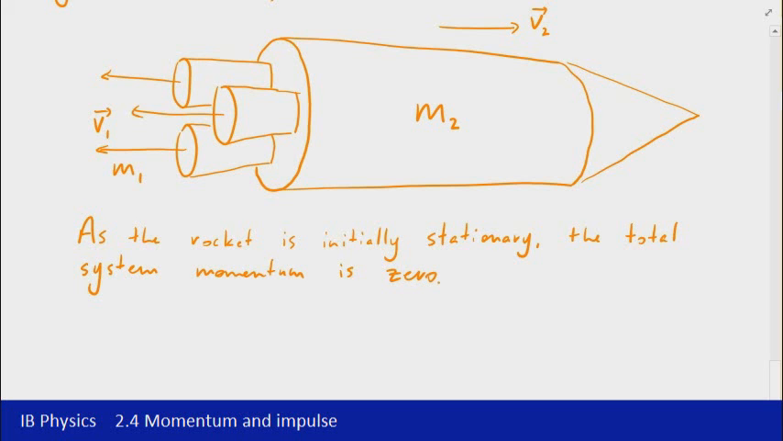Now, in order to get the rocket to accelerate, the exhaust gases are pushed out one way, so there's a force pushing those exhaust gases out, and as a result, according to Newton's third law, we see a force that causes the rocket to accelerate in the opposite direction. But the important thing to note is that there are no external unbalanced forces acting on the system. Just making that note.